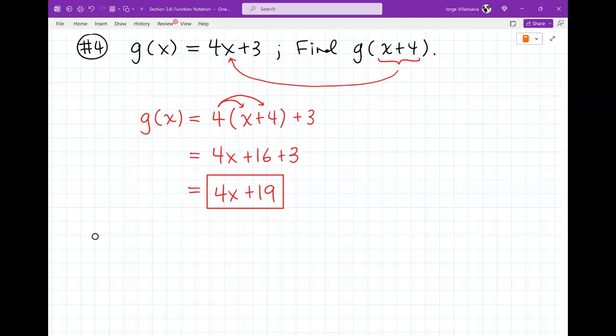Any questions on those 4? You guys want me to go over something on the numbers 1 through 4 before we go on to the last portion of it?